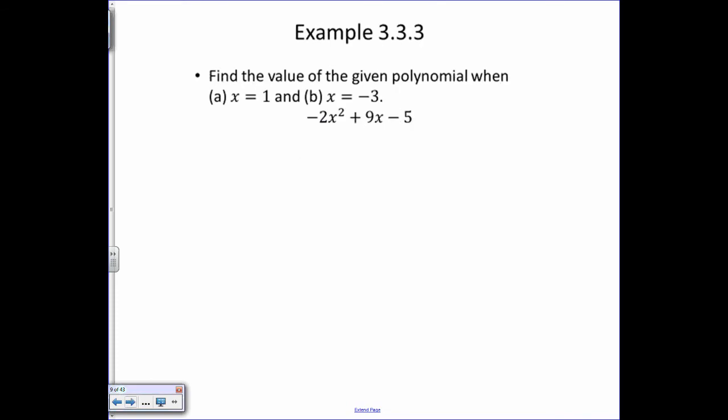So we want to find the value of this polynomial when x is equal to 1 or when x is equal to negative 3. So we'll start off with a.